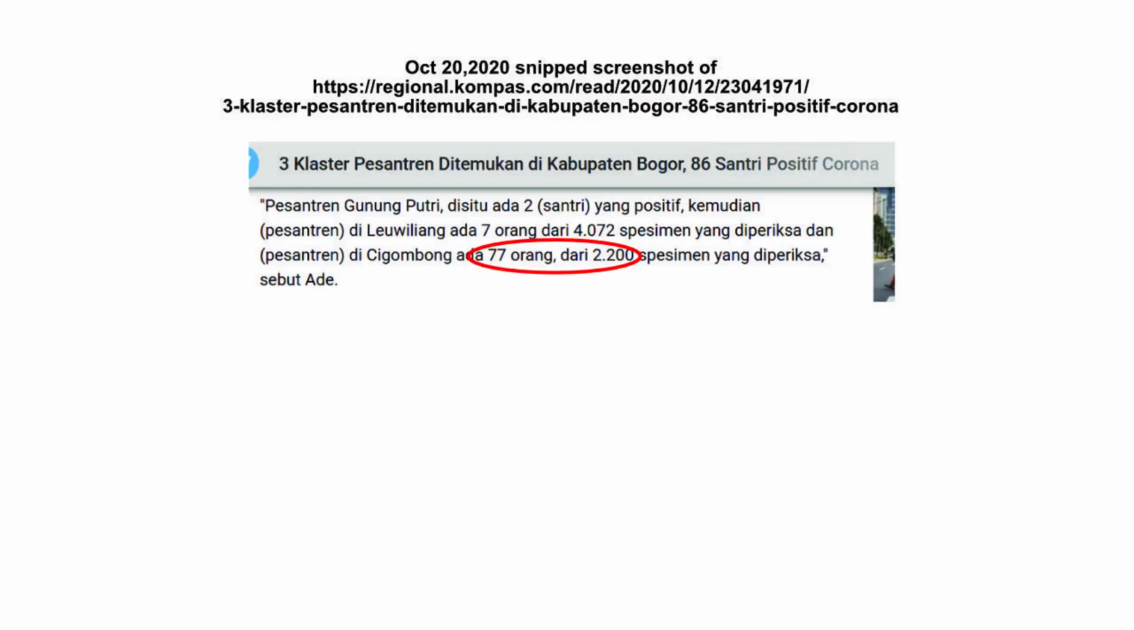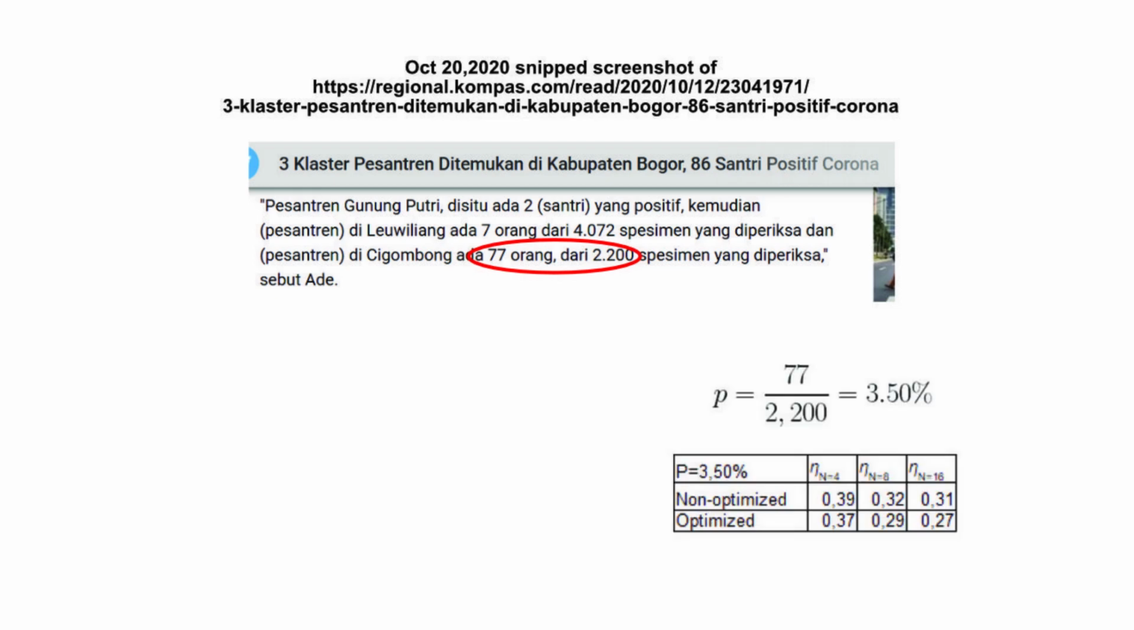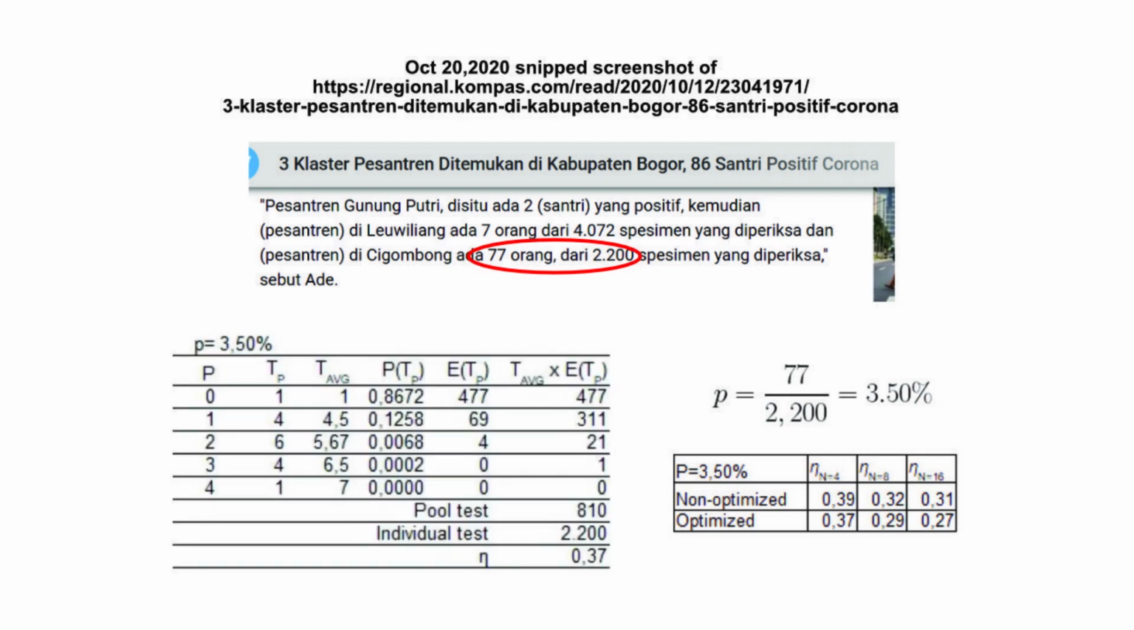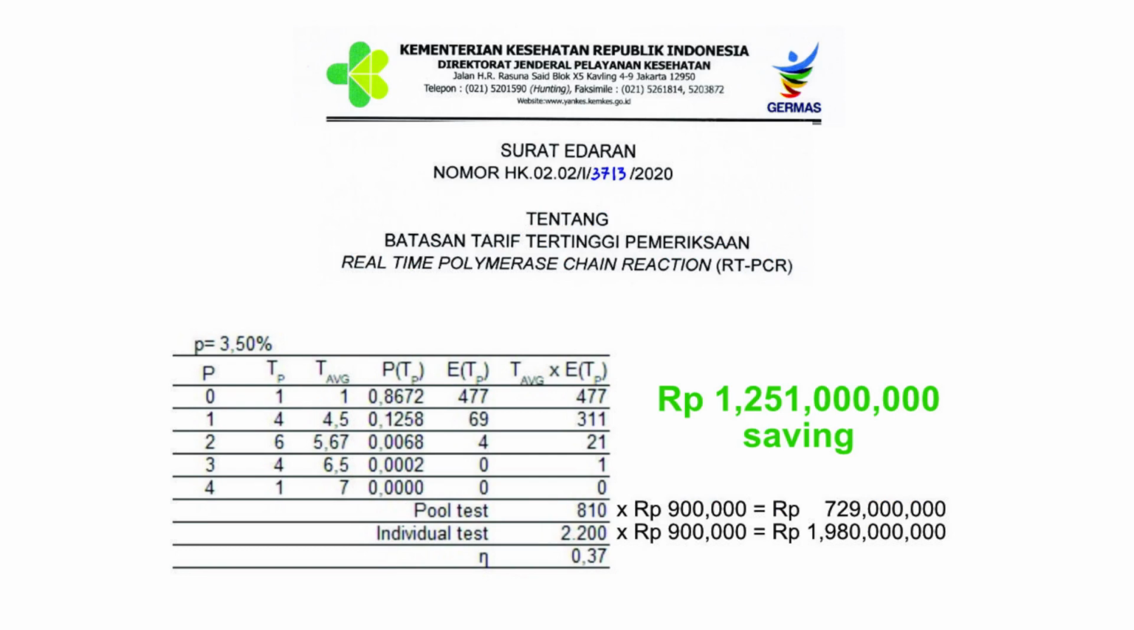The last example, community level. 77 out of 2,200 means a prevalence rate of 3.5%. In this example, using initial samples of 4, there will be 550 sets of pool tests. Using the optimized method, the expectation will be approximately 810 tests. The efficiency is 0.37. If one swab test costs 900,000 rupiah, then we can expect a huge saving.